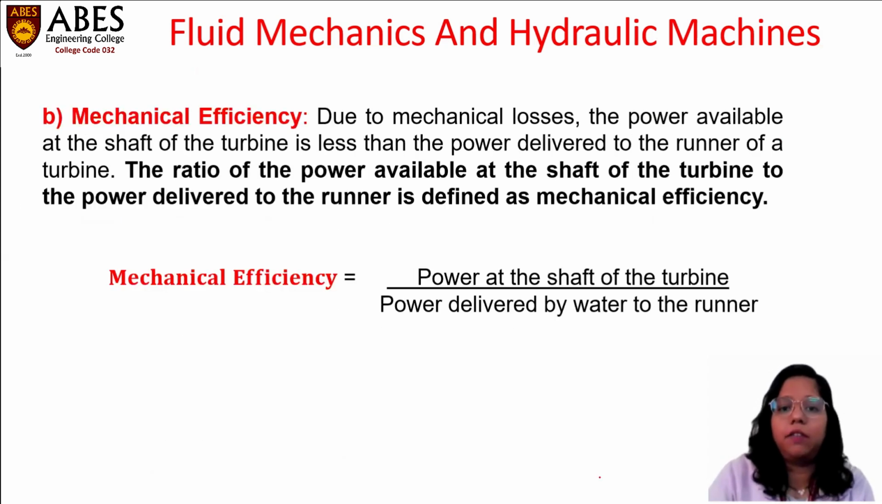Next is mechanical efficiency. Due to mechanical losses, the power available at the shaft of the turbine is less than the power delivered to the runner of a turbine. So the mechanical efficiency can be defined as the ratio of power available at the shaft of the turbine to the power delivered to the runner. So it is written here, mechanical efficiency is the power at the shaft of the turbine divided by power delivered by the water to the runner.